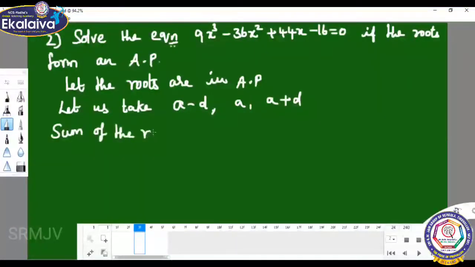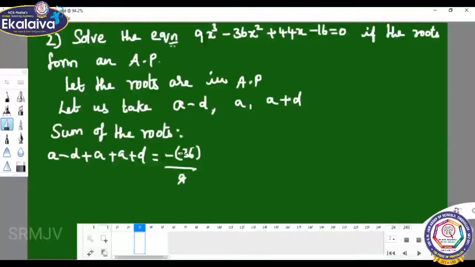Sum of the roots is A minus D plus A plus D, equal to what? Minus B by A, that is minus second term by first term. So the D's cancel here. 3A equal to 4. What is the value of A? A equal to 4 by 3. The value of A is 4 by 3.